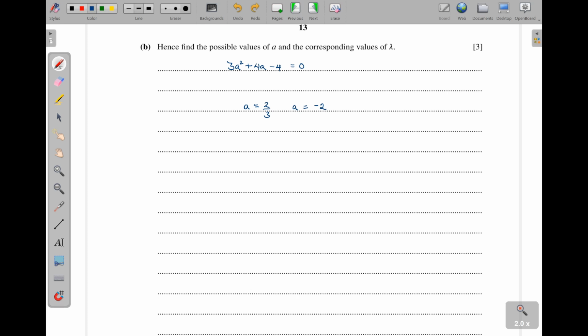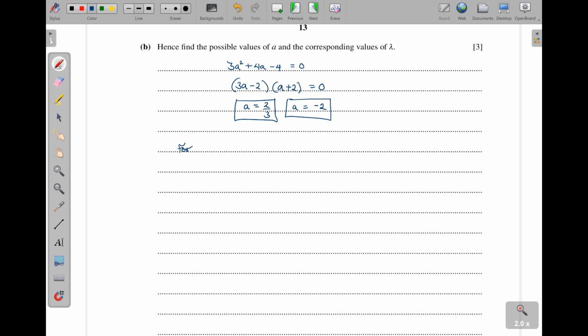So cross multiply. This one will give us 3a. Now when you bring this one back here, it will be minus 2. That is the factor from which this root comes, okay? Then bring this one here. It will be a plus 2, which is equal to 0. Now, they said find the possible values of a. Those are the two, this one here and this one here, okay? And the corresponding values of lambda.